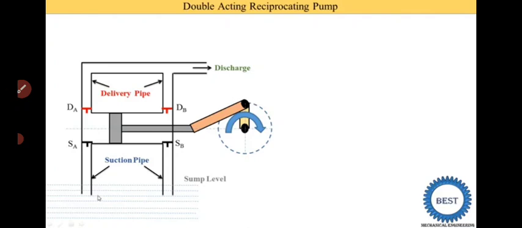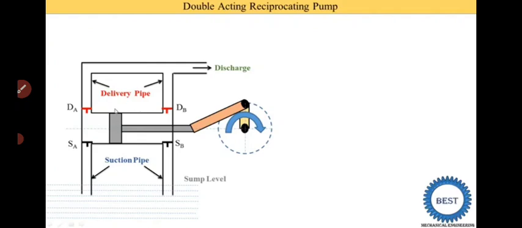So here you are seeing the water level. This is suction pipe A, this is suction pipe B, this is suction valve SA, this is suction valve SB, and this is the cylinder. Inside the cylinder is the piston, this is the piston rod, this is the connecting rod, and this is the crank, and the crank rotates. Here 0 degree motion, then 90, 180, 270 and 360. Now this is delivery pipe A, this is delivery pipe B, delivery valve DA, delivery valve DB, and the discharge takes place from this pipe.